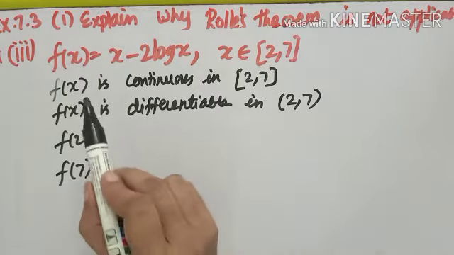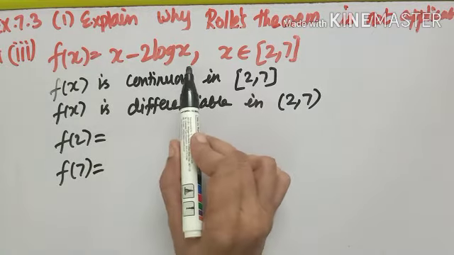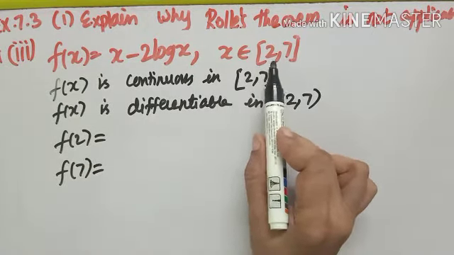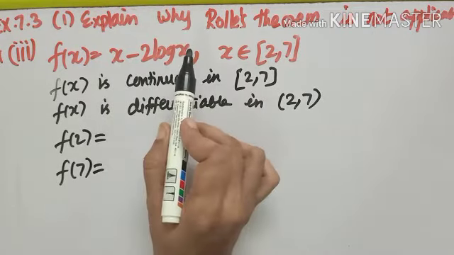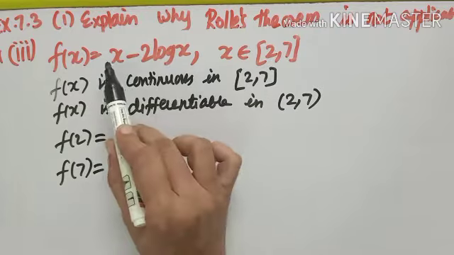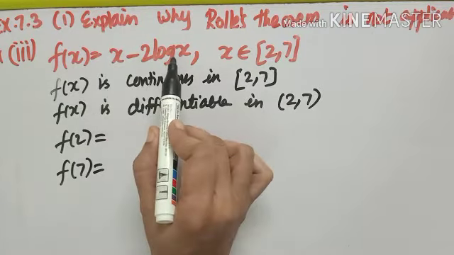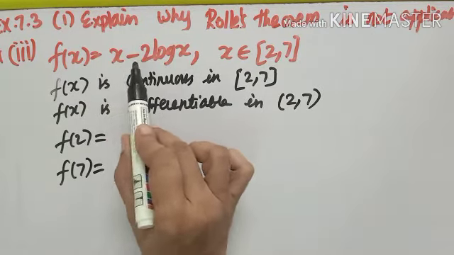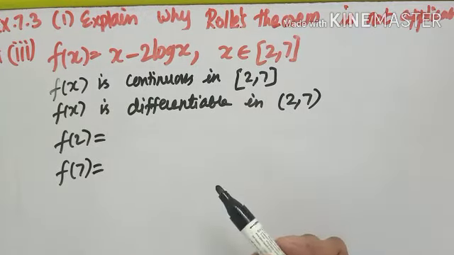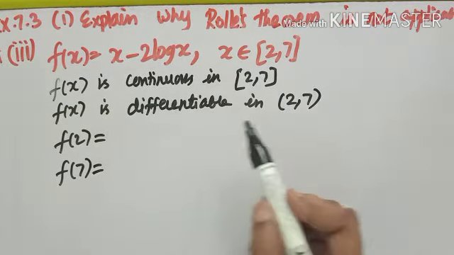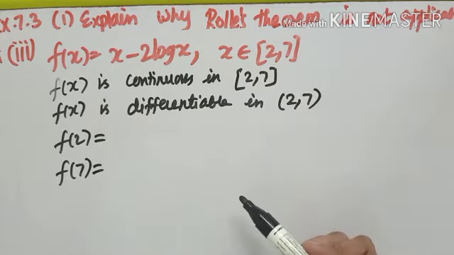Third question, f of x equals x minus 2 log x, x belongs to the interval 2, 7. No denominator, no square root. So this is continuous. We know x is continuous, log x is also continuous. So x minus 2 log x is a continuous function in the given interval. It is also a differentiable function in the open interval.